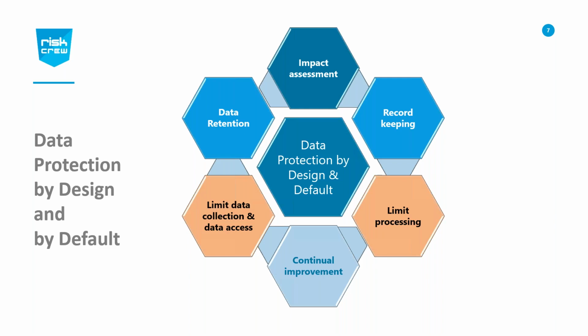Now let's look at the second principle from Article 25. The controller shall implement appropriate technical and organizational measures for ensuring that by default, only personal data which are necessary for each specific purpose of the processing are processed. Now, it's important to note that Article 25 mentions both technical and organizational measures. Data protection by design and by default is more than just an IT security problem and solution. It must encompass the people involved in the processing of the data.